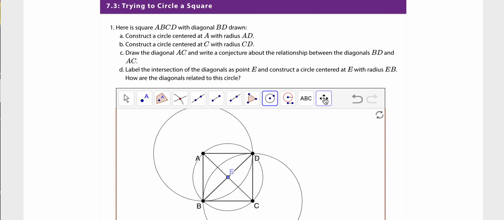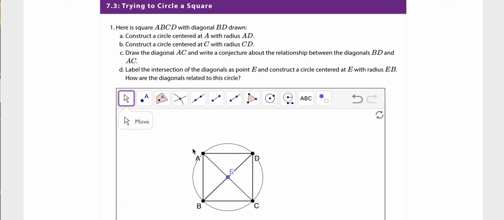And it says, how are the diagonals related to this circle? So let's get rid of all the other circles so we can see what's going on here. How are the diagonals related to that circle? If segment BD is the perpendicular bisector of AC, that means that these are perpendicular. And if E is the center, and A, D, C, and B are all along the edge, that means that all of these segments are the radius, which means that BD and AC are both the diameter. So what we know is that these are perpendicular and that they bisect each other.